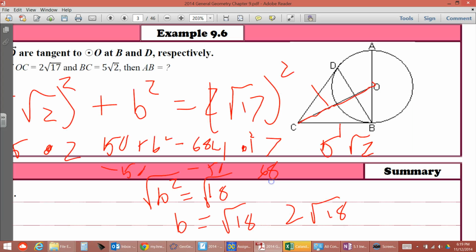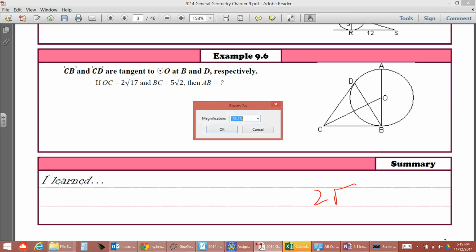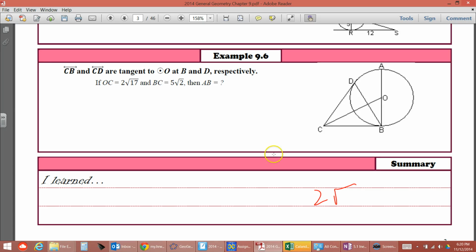And I can simplify this by getting, let's see here. I just lost everything. So anyways, I had 2 root 18, and I split that to be a 9 and a 2. Well, the 9 splits to be a 3 and a 3. So I can pull that out in front, and I'm left with 3 times 2 root 2, which is 6 root 2. So there's my final answer.